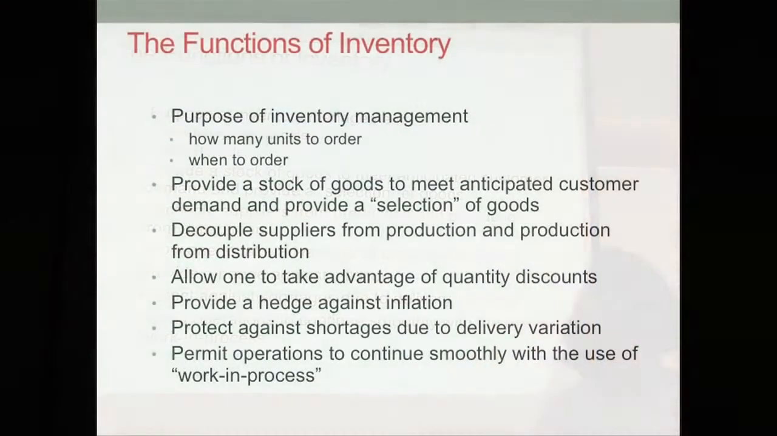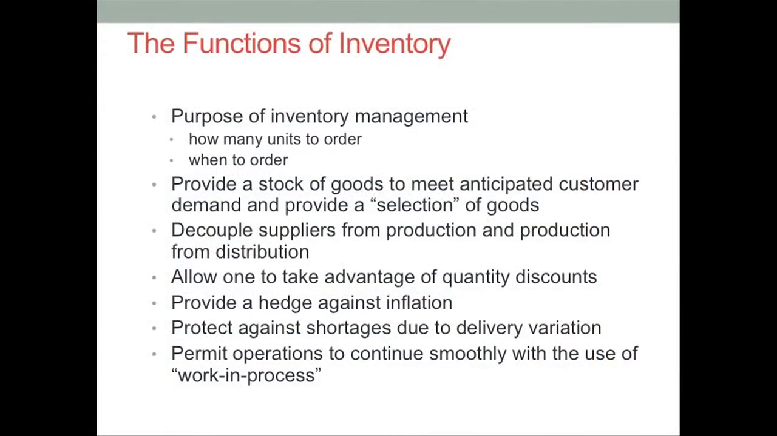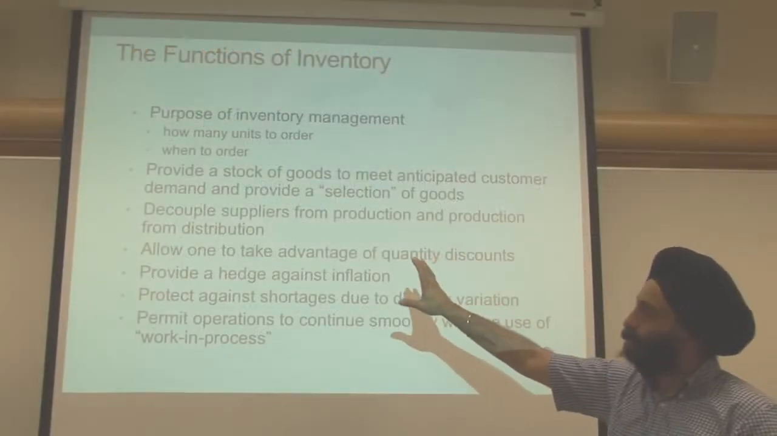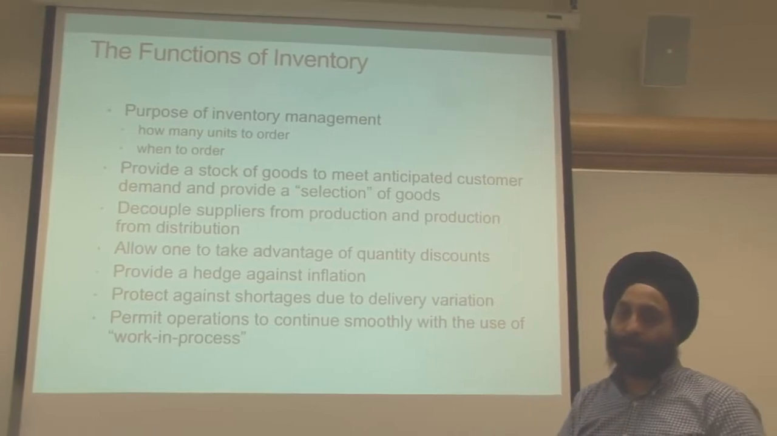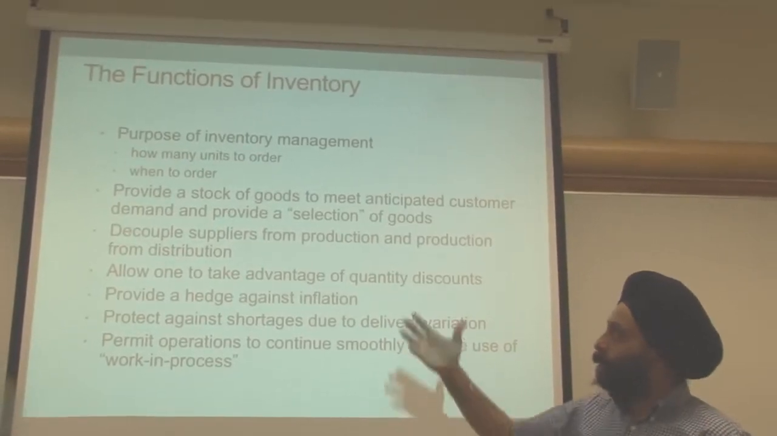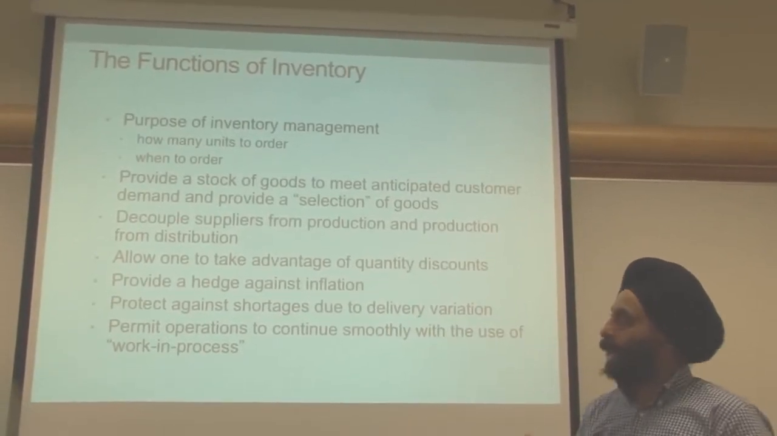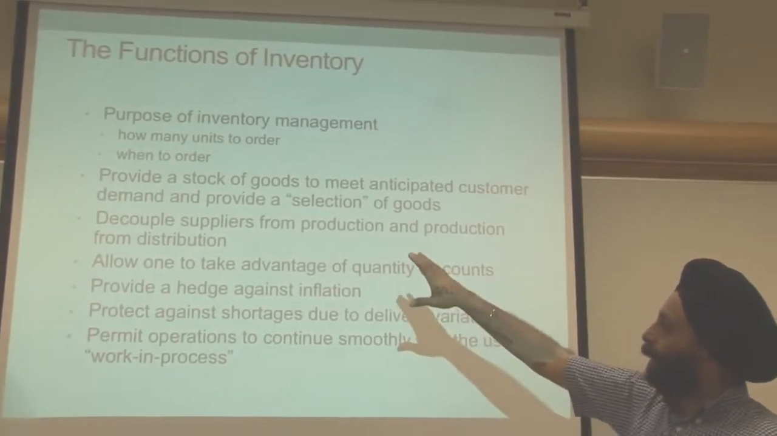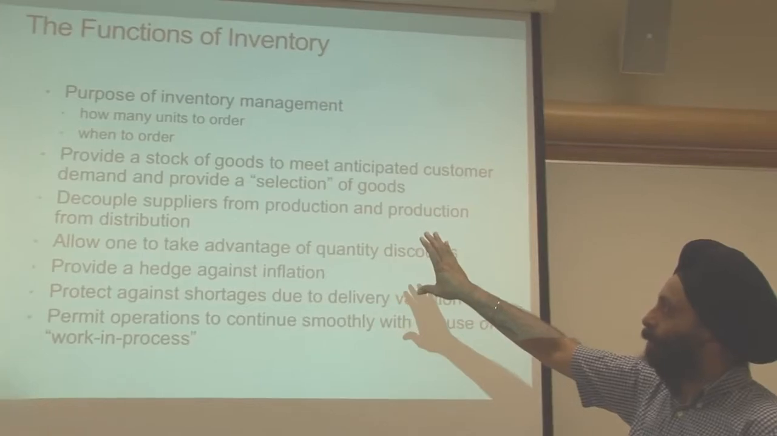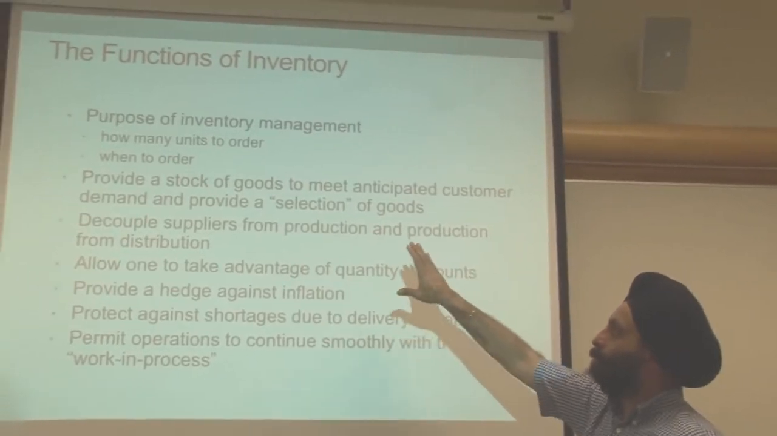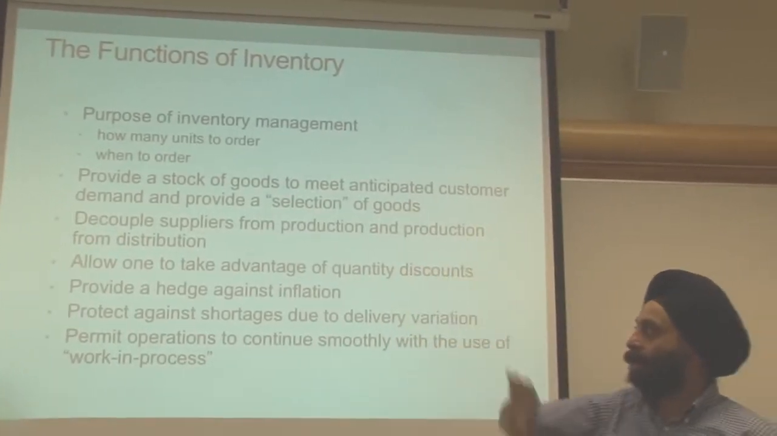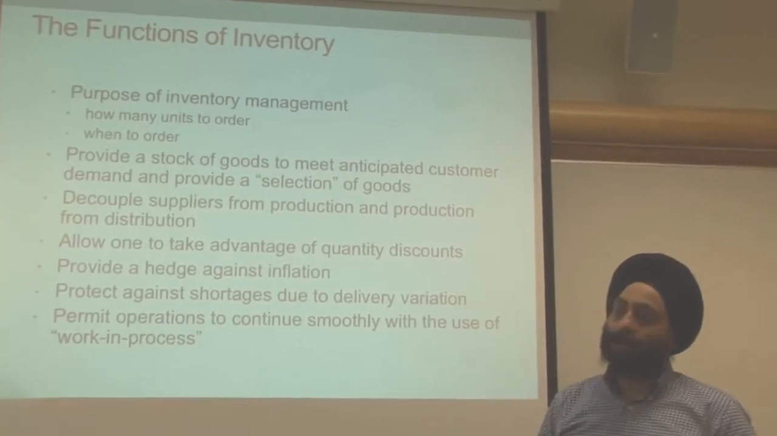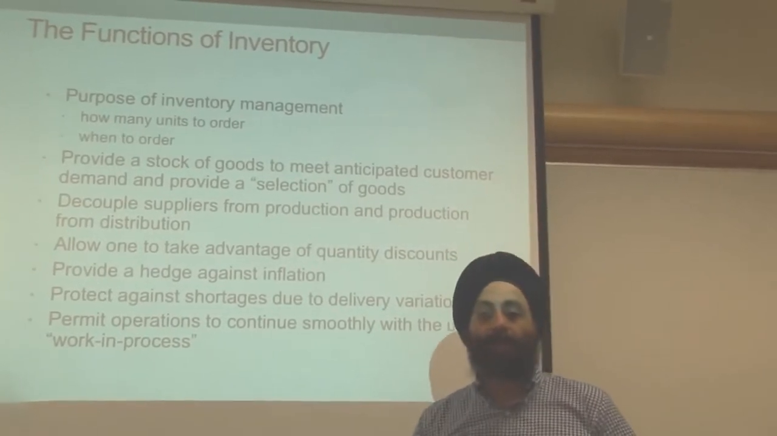Now, in terms of the function of inventory, the purpose of inventory is to determine how many units to order. So in this area of inventory management, there are two basic questions: how many units to order, and when to order those units. Inventory provides a stock of goods to meet anticipated customer demand and provide a selection of goods. This is the key aspect of continuous replenishment.